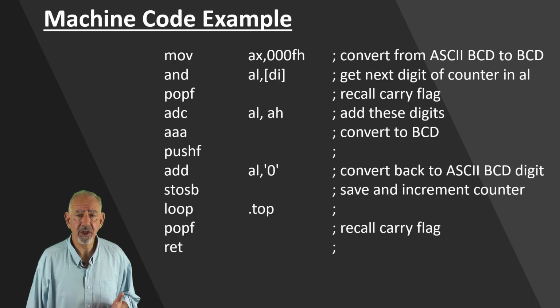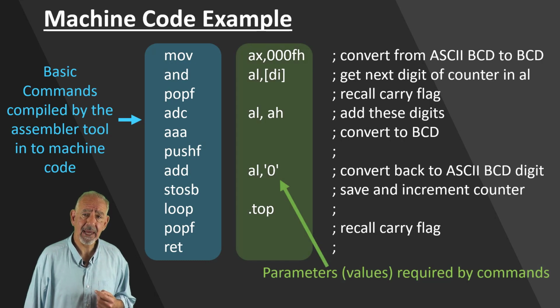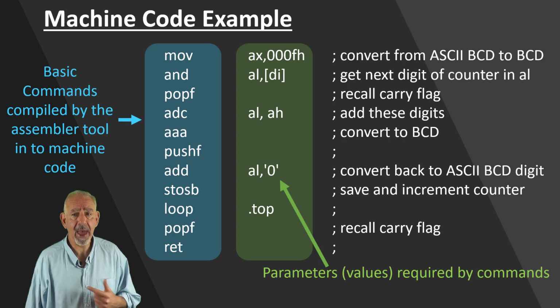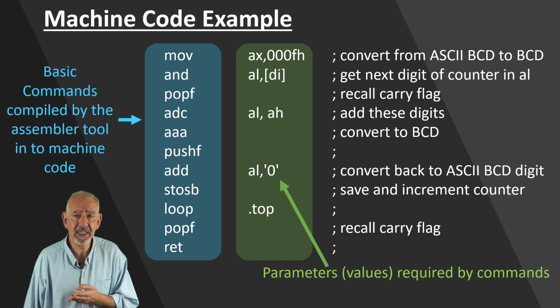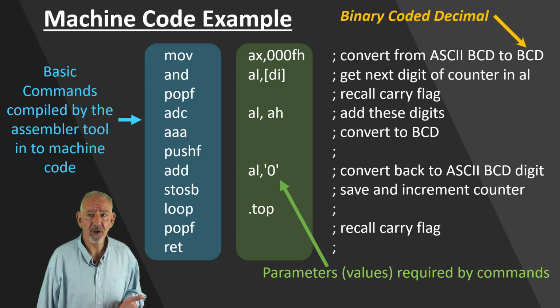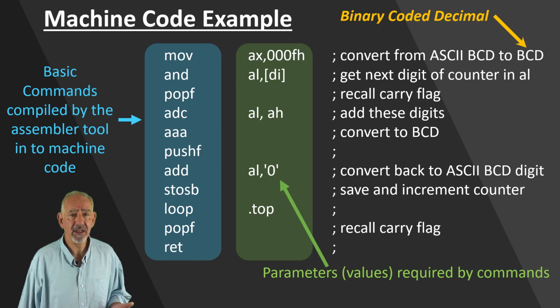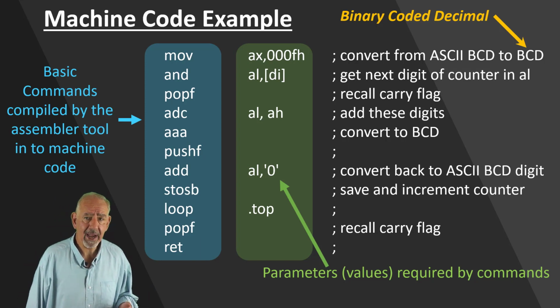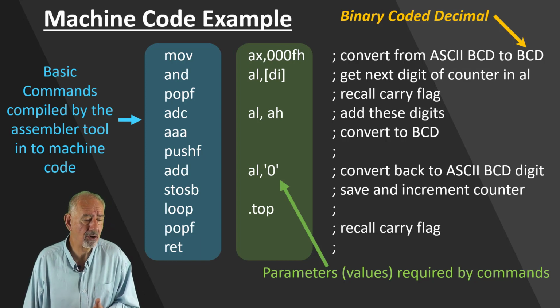And here's an example that you can see on your screens now, where you can see some very basic instructions. Assembly language and machine code are a very, very basic type. So you might have things like move, and, pop F, push F. You might see loop. So these are very, very basic instructions. And next to it, you'll see particular data and our interpretation. So basically we convert from ASCII to binary coded decimal. Then the next line says get the next digit of counter in the arithmetic and logic unit. Then we recall the carry flag.